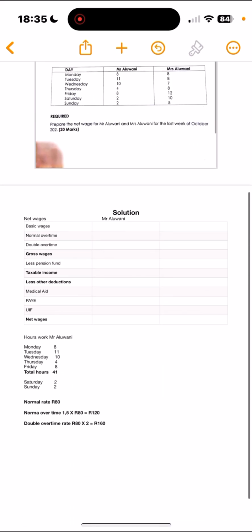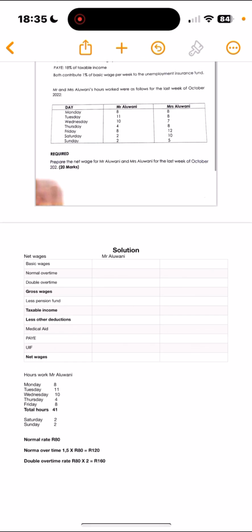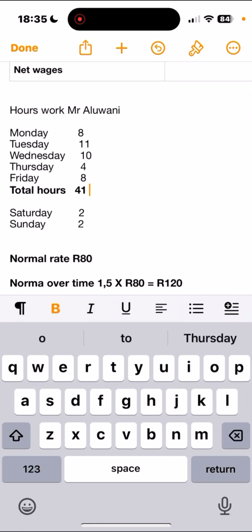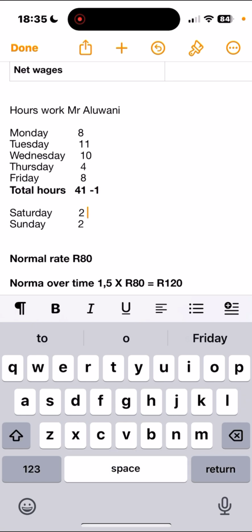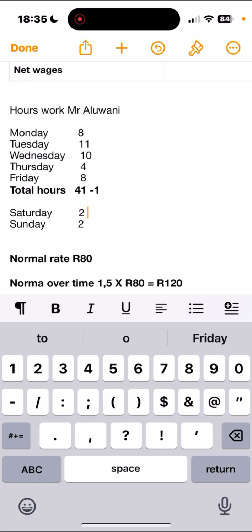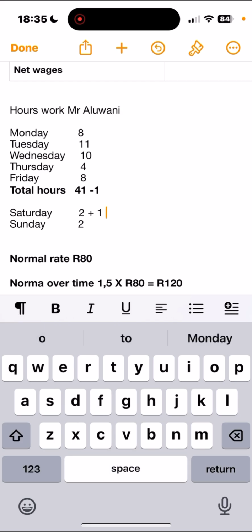So first of all, everyone must reach 40 hours a week. So that's why you can see the hours that was worked by Mr. Arwani. I have counted them from Monday to Friday. The hours of Monday to Friday are giving me 41. So I mean that already Monday to Friday, before you finish this week, you have already reached the normal hours, which is 40. So I have to minus 1. This 1 hour that I'm minusing, I'm going to add it on the Saturday, meaning that the total hours for Saturday is going to be 3 hours.